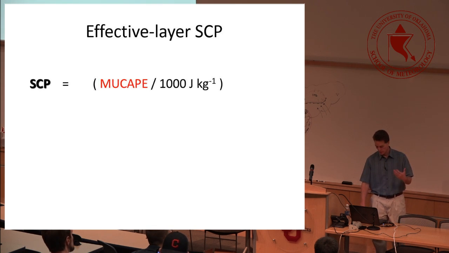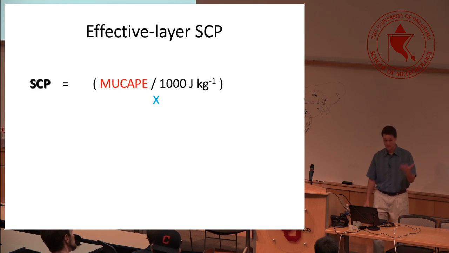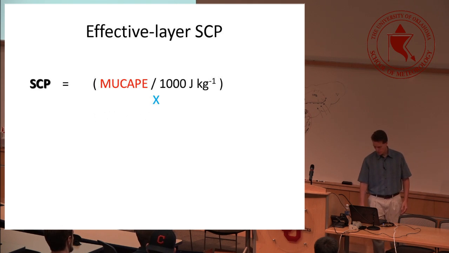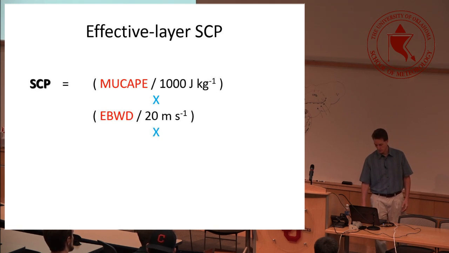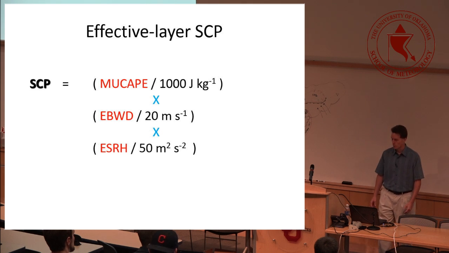So a lot of its value is in that discrimination. Okay, so we end up with the effective layer supercell composite. And what we're doing is we're taking the normalized most unstable partial CAPE, and we pick the most unstable partial CAPE because we want it to work for elevated storms as well. We normalize to the effective bulk wind difference that is typical of supercells, and then we do the same thing with what's a sort of a low-end value for cyclonically rotating storms.